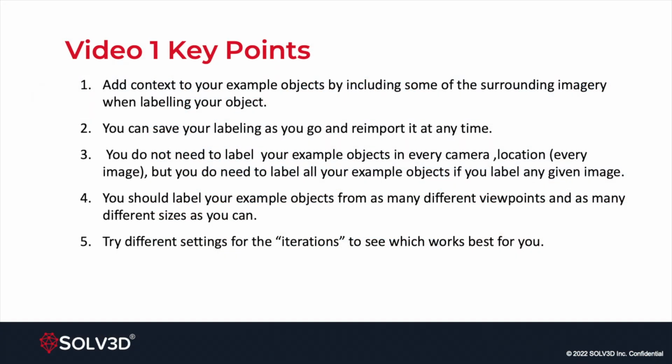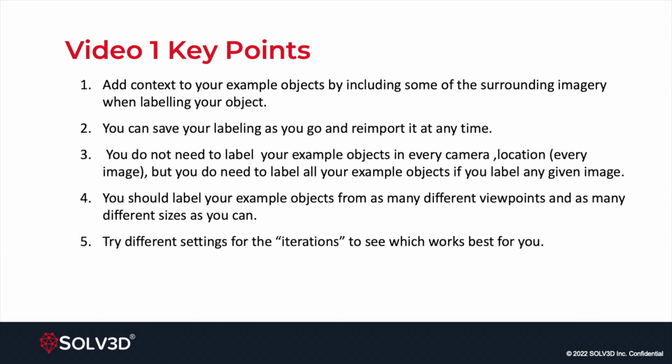Here are the key takeaways from this video. First, when you're labeling your example objects, make sure you include some of the surrounding image just to give the algorithm some context for your example objects. Second, you can save your labeling as you go and re-import it at any time. This can be a great time saver if you're updating a training model or if you've got a lot of objects that you need to label.